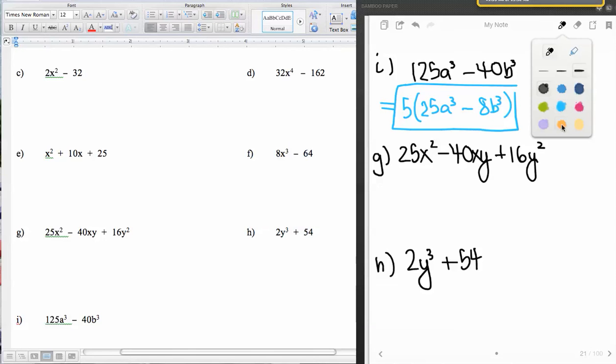Oh my, I skipped a couple of problems there when I wrote down the examples. I skipped G and H. So let's take a look at G. It's a trinomial again. G, trinomials, perfect square trinomial?